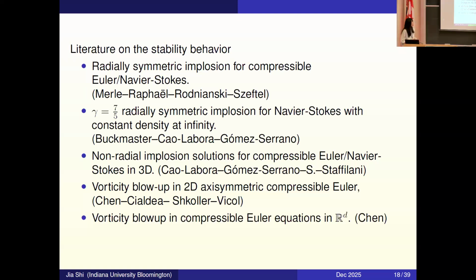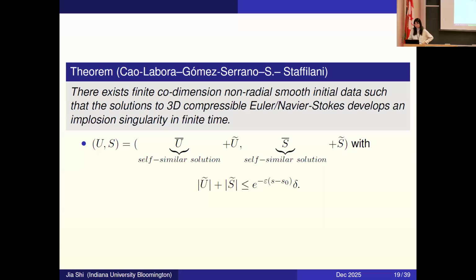And then extended this regime to high dimension, where the dimension is greater than or equal to 2, using this axisymmetric structure in the compressible Euler case. There's also vorticity blow up. So those are the stability results. So here I mark our results.